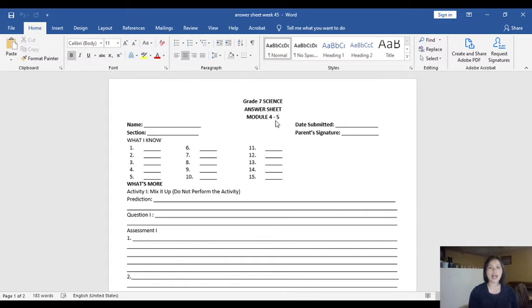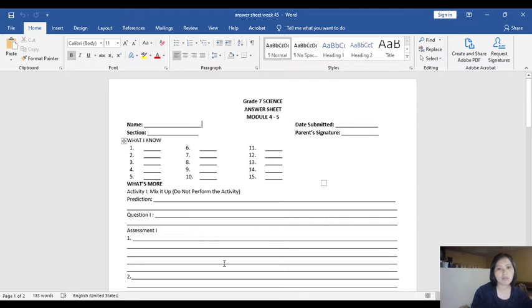How do you organize? You write the week number or module number, then you write the subject. For example, English, science, math, or what. Then you write your name in all the subjects. Please do not forget. And you label all the activities. For example, what I know, what's more. This is important. You have to organize your work.